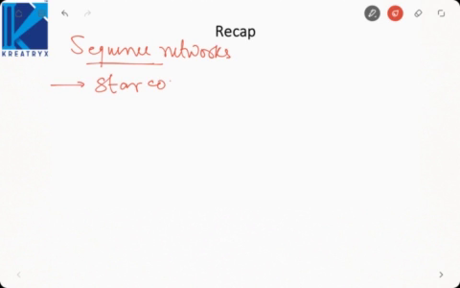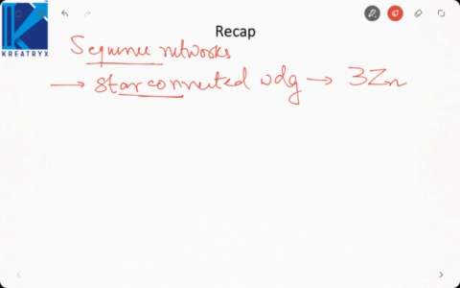Hello guys, in the last lecture we started with the sequence networks. We saw that for different sequence components we designed different circuits. First we looked at the case of a star connected winding. There we made an important observation that neutral impedance does not appear in the positive and the negative sequence network but only appears in the zero sequence network, and in the zero sequence network it appears as 3 times Zn.